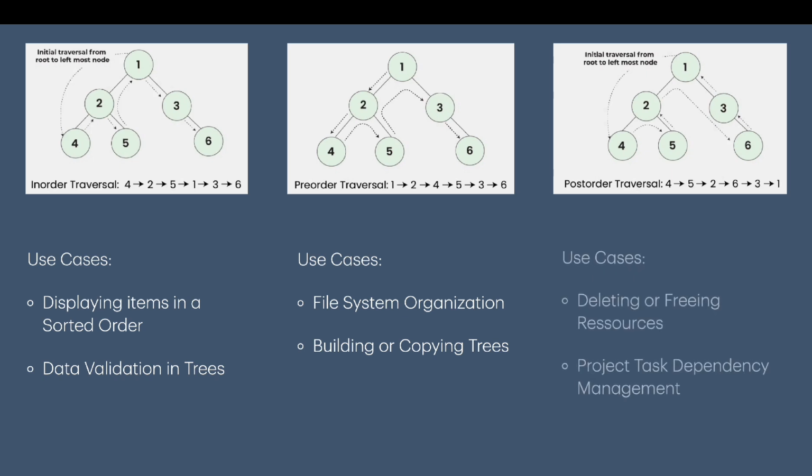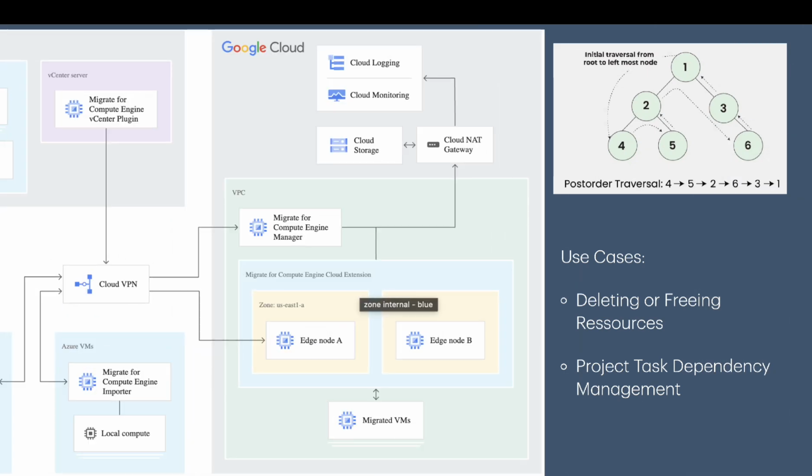So where would you use the post-order traversal? The use cases for post-order traversal are deleting or freeing resources and project task dependency management. In a cloud computing environment, imagine a tree where each node represents a virtual machine instance that depends on other virtual machines. Post-order traversal ensures that all dependencies, children nodes, are deleted before deleting the root node, preventing dangling dependencies.